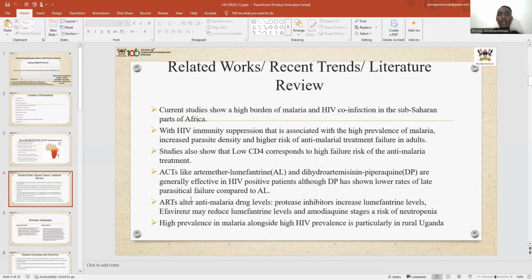These are our recent trends and literature review. We see that with HIV immunity suppression, there's an associated high prevalence of malaria, and so that increases parasite density and higher risk of anti-malaria treatment failure. We have the ACTs like AL and DP that are effective in HIV patients, though DP has lower rates of parasitological failure.